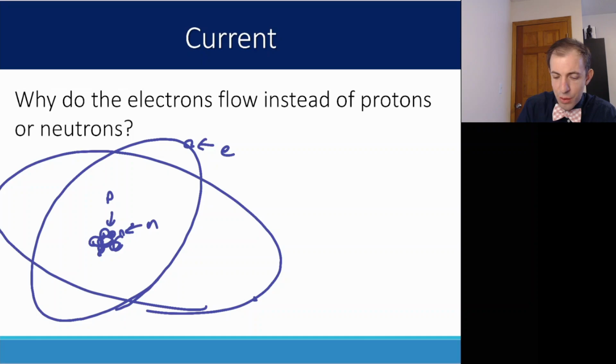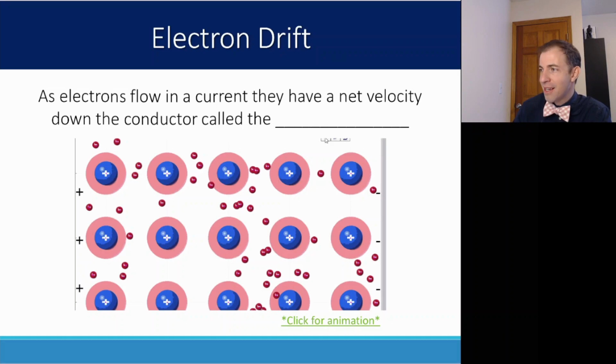It is pretty easy to remove an electron and take that electron out of the atom and transfer it to the next one. So these electrons are the ones that are going to flow, not the protons and not the neutrons. Those are stuck inside the atom. If those were flowing, it would require the whole atom to be moving through the wire, and that's not the case. In this case, only the electrons are being transferred from atom to atom. And what this looks like is something called electron drift.